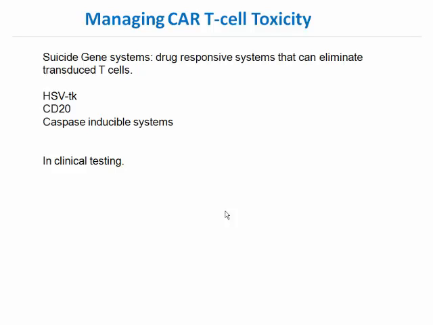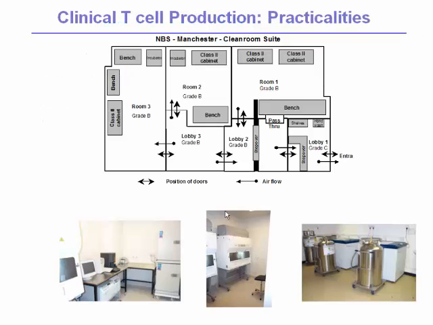So one is a suicide gene system, so we include things such as TK, CD20, and caspase-inducing systems. And these are all being tested as a way of trying to eliminate T cells should you start to see some adverse events. Last thing then, to just talk about the practicalities of actually making these things.